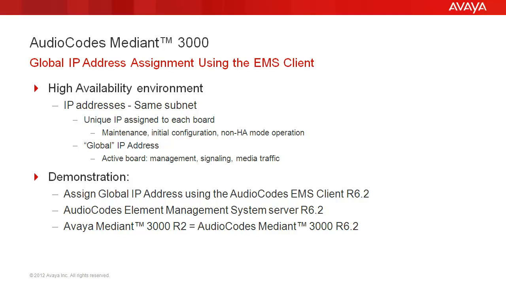We will demonstrate the assignment of the global IP address to an Avaya Release 2 Mediant 3000 using the EMS client. More specifically, a Release 6.2 EMS client via a Release 6.2 Element Management System server. The Avaya Release 2 Mediant 3000 designation does correspond to the AudioCodes Release 6.2 Mediant 3000 software. The individual TP6310 IP addresses were previously assigned using the AudioCodes BootP server application.